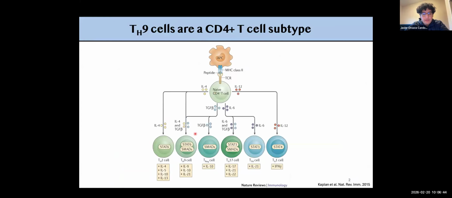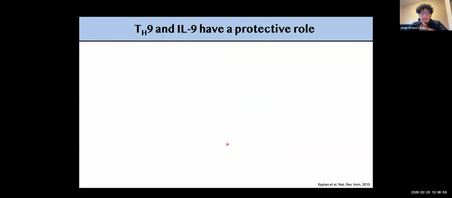Canonically, we know that we have Th1 cells, Th2, Th17, Tregs. However, in this project, I will be introducing the Th9 cells that, as the name indicates, produce the cytokine IL-9. Th9 cells and IL-9 may have different functions that rely on the context that you study them. However, in this project, we are particularly interested in the ones that have a protective role.